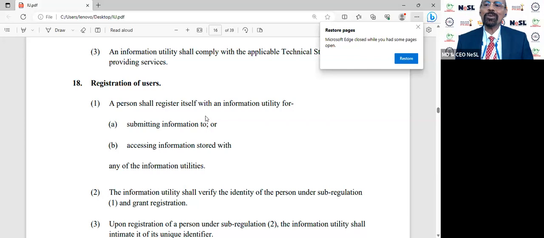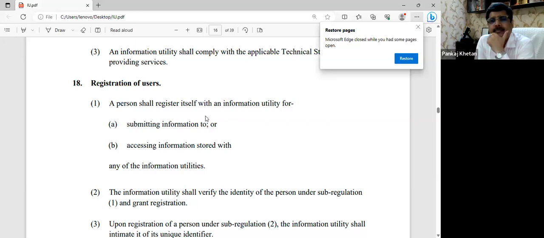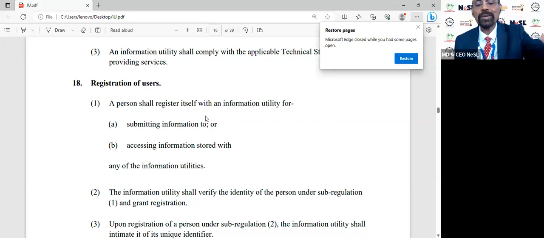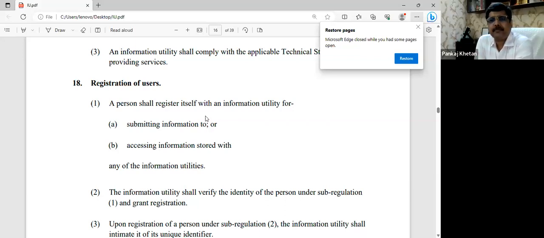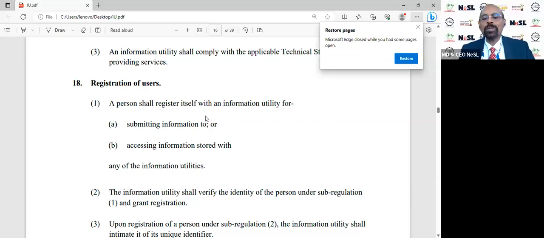Just one thing, you must see that the purpose of all these repositories is different. I'm Pankaj Kheta. So, CIBIL is mainly for credit assessment, but NESL is for evidentiary value. That's why if you see CIBIL, you don't have to submit under digital signature. Any information to IU is submitted under digital signature.